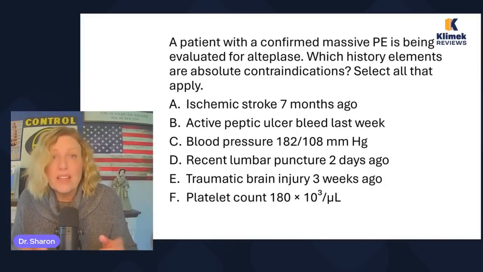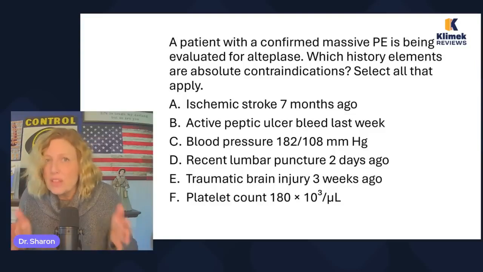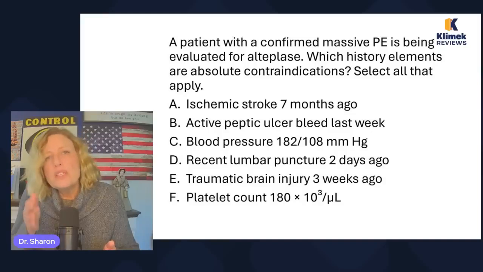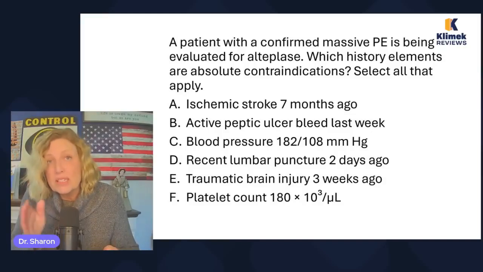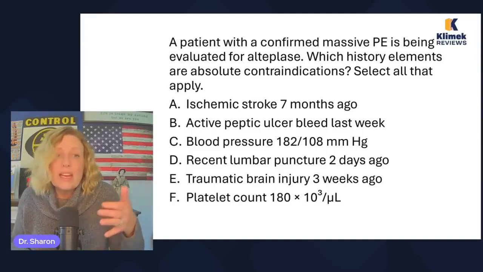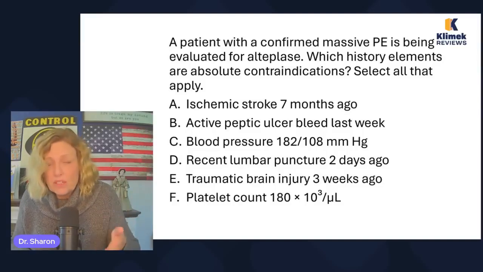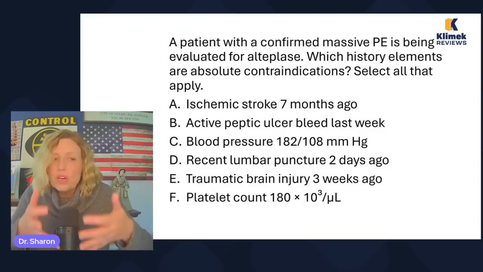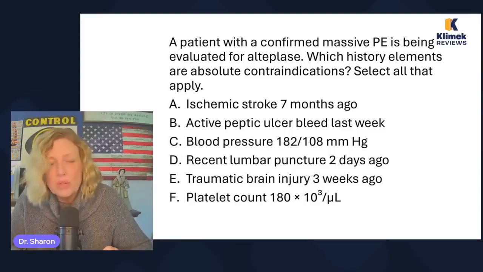Active peptic ulcer bleed last week, that was just last week. That's within that 3-month window. I'm concerned about that. Blood pressure. If it was uncontrolled hypertension and we couldn't get it down, I would start to say it might be an absolute contraindication, but I don't know that I can't get this blood pressure down. If we can get the blood pressure down, then we can give the alteplase, and it's really important to give the alteplase if we can. So we're going to try to get that blood pressure down. So it's not an absolute contraindication.